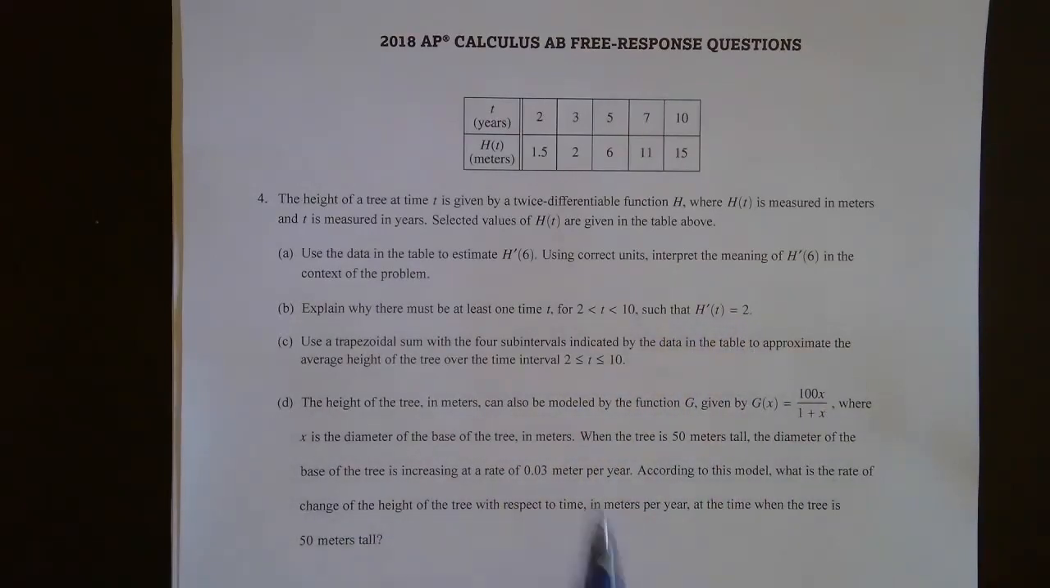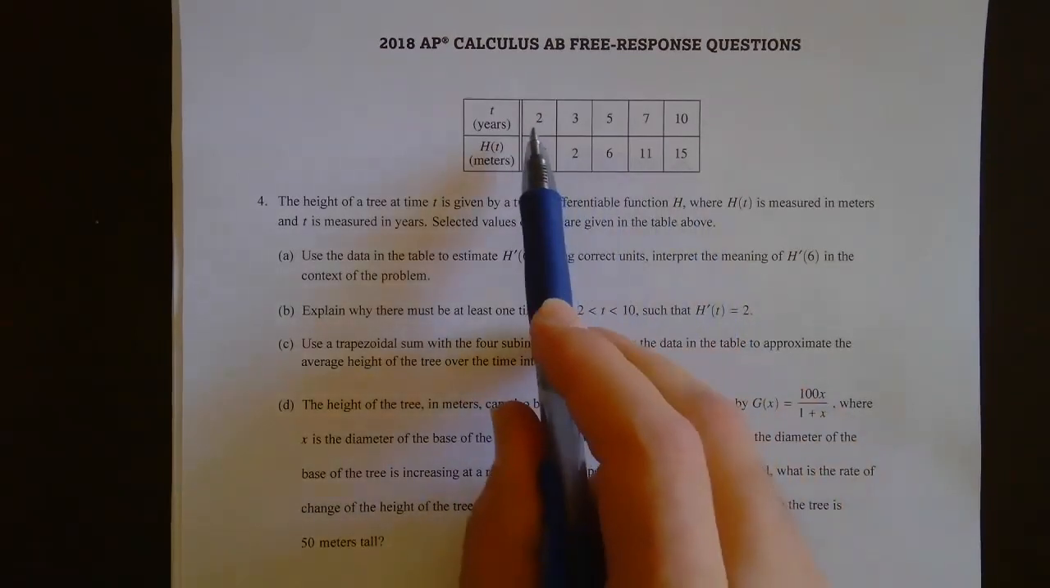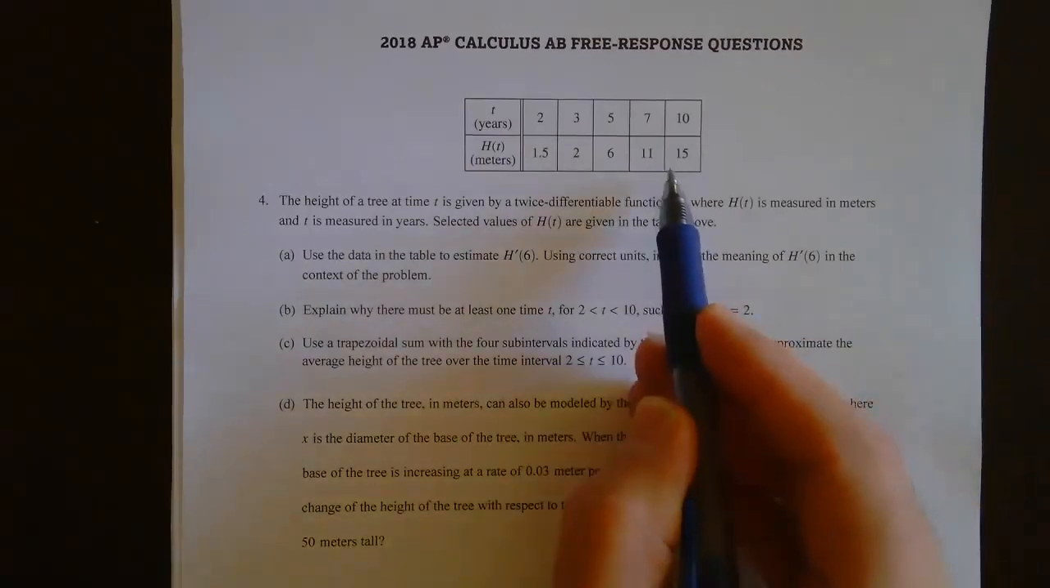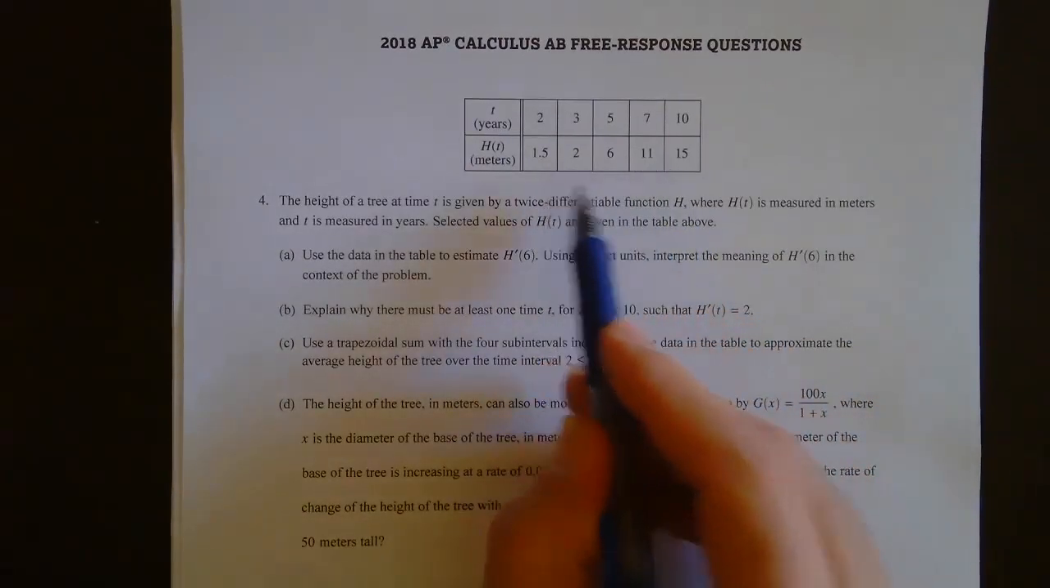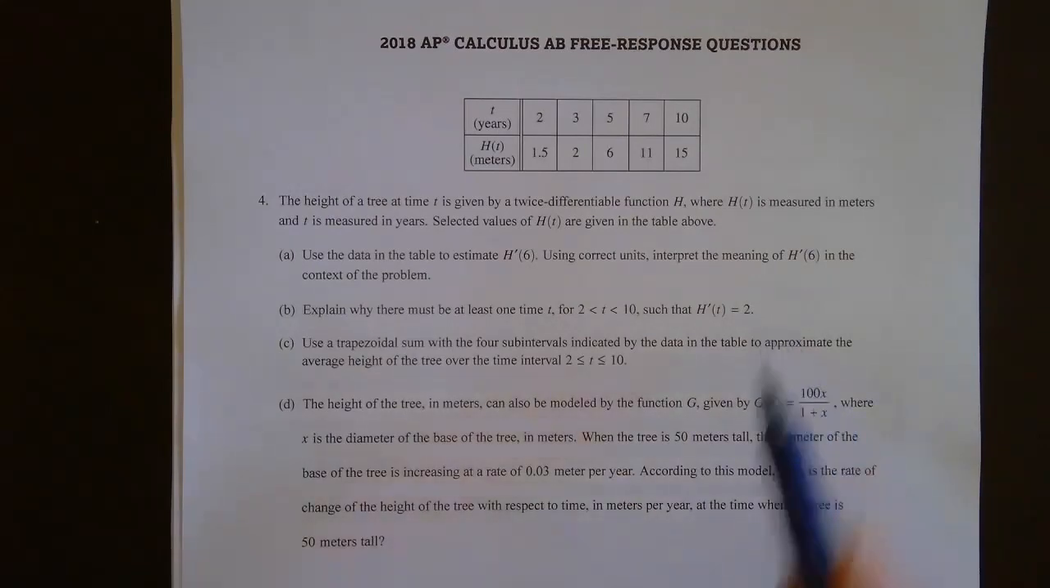Now, normally we would check the 10 and the 2, right? So if you look, the difference in the years from 2 to 10 is 8 years, okay? And then the difference in the height of the tree would be 15 minus 1.5, right? So 15 minus 1.5 would give you 13.5. And if you divide that by 8, it won't give you this 2, right? Okay, so what you have to do is look at this and ask, is there some interval within 2 to 10 that would give you this, okay?